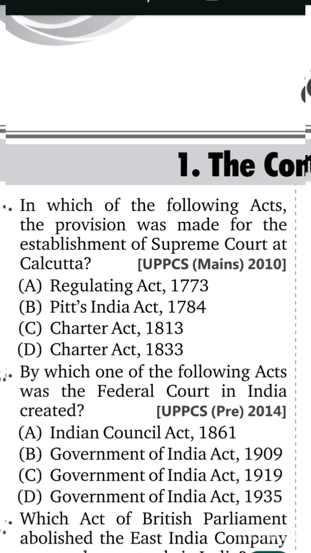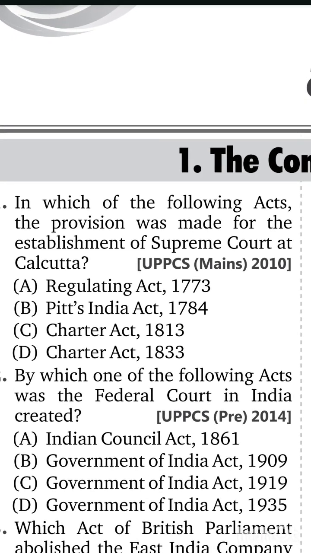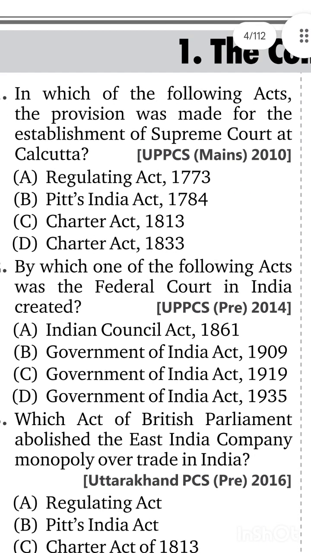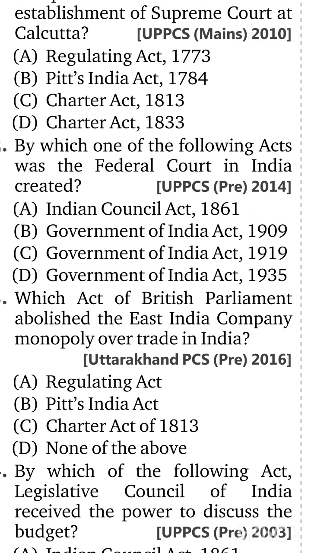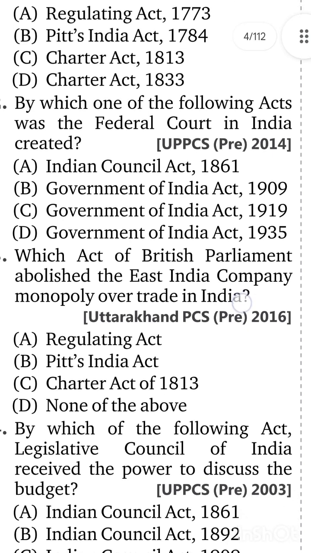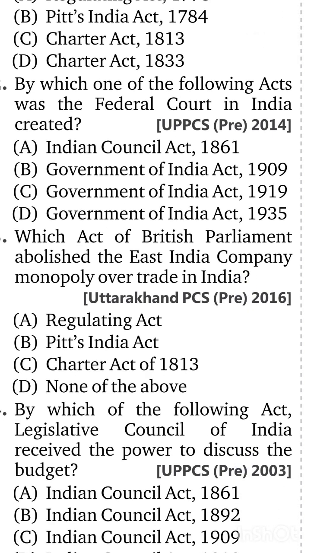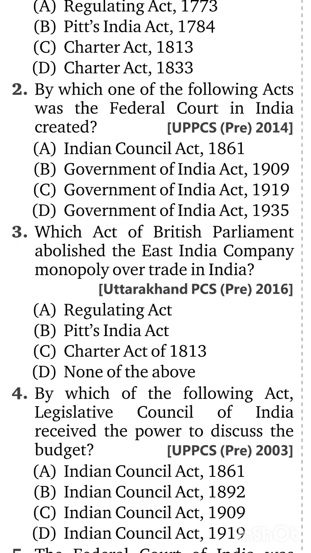In which of the following acts was the provision made for the establishment of Supreme Court at Calcutta? Answer is Regulating Act 1773. Second question. By which one of the following acts was Federal Court in India created? Answer is Government of India Act 1935. Third question. Which act of British Parliament abolished the East India Company monopoly over trade in India? Answer is Chartered Act of 1813.